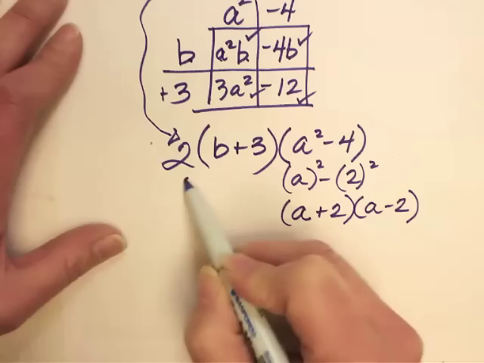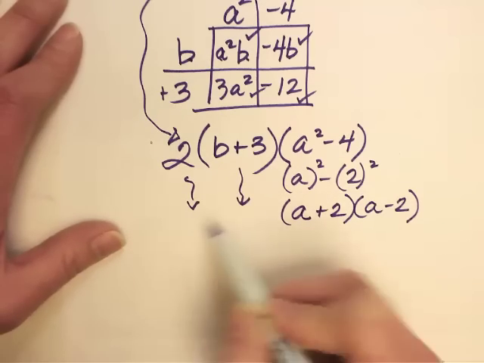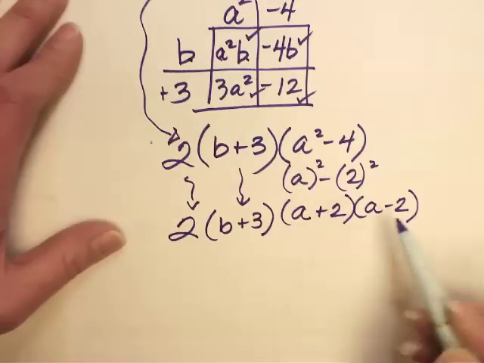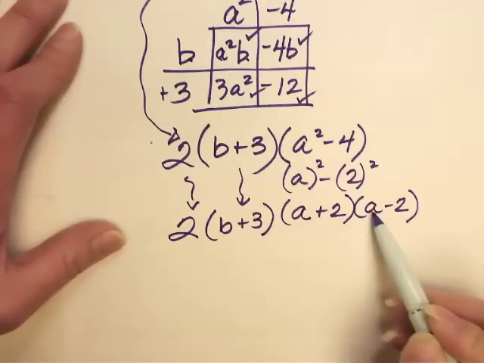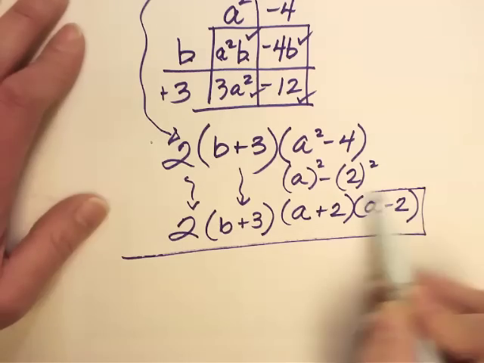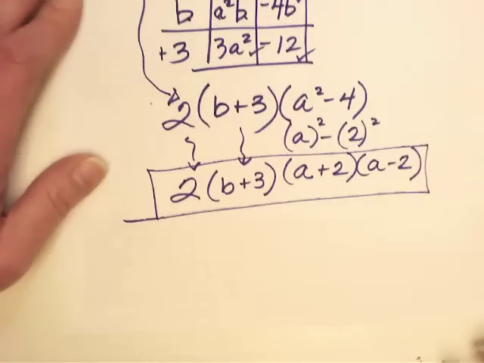And then don't forget to bring everyone else down, okay? 2 times b plus 3. Of course, I should check again. Check this last one. Is the first a square? A is not a square, nor is 2. So we're safe. This would be factored completely, okay?